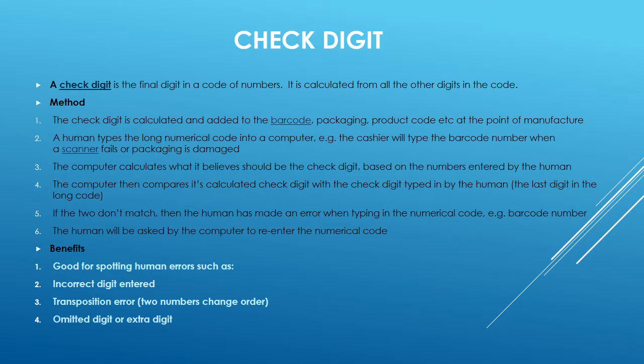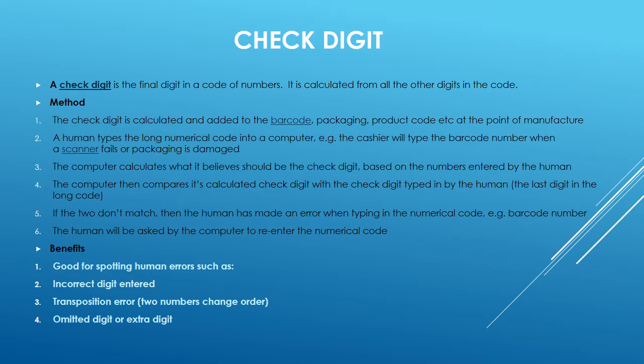Let's see the method. Number 1. The check digit is calculated and added to the barcode, packaging, product code, etc. at the point of manufacturing. A human types the long numerical code into a computer. For example, the cashier will type the barcode number when a scanner fails or packaging is damaged. The computer calculates what it believes should be the check digit based on the number entered by the human.